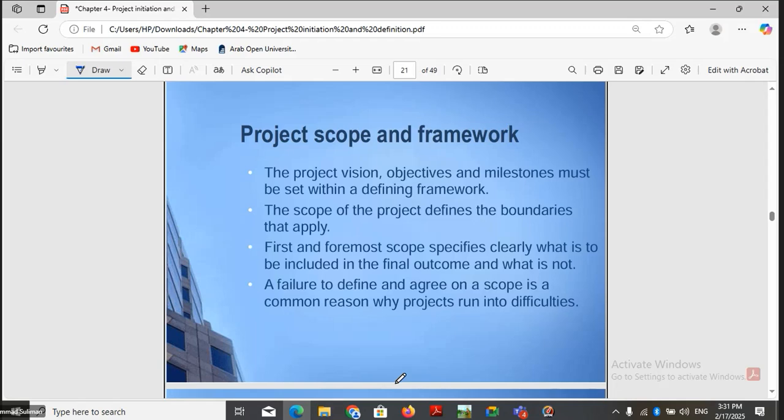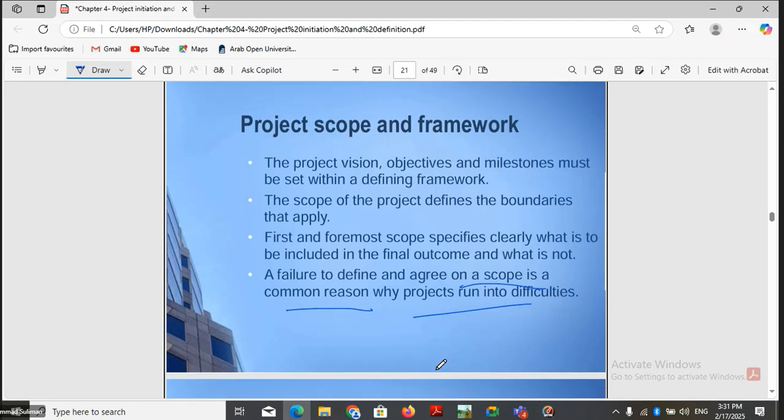The project vision, objectives, and milestones must be set within a defining framework. The scope of the project defines the boundaries that apply. First and foremost, the scope specifies clearly what is to be included in the final outcome of the project and what is not. A failure to define and agree on a scope is a common reason why projects run into difficulties. So it is very important that we agree on the scope of the project.